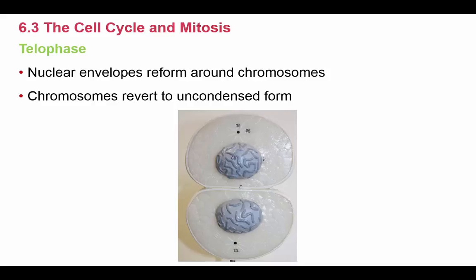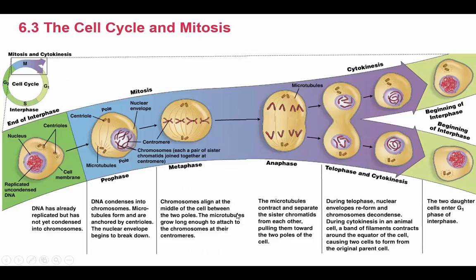Then the cell moves into telophase. Now telophase, you'll notice that the nuclear envelope reforms around the two groups of chromatids. So if you look at the image on the top, we'd have basically a nucleus that reforms up here around one half of those chromatids. And then at the bottom, you'll notice another nucleus forms around the other half of the chromatids. And then little by little, those chromosomes revert back to their uncondensed form and they become more thread or string-like.